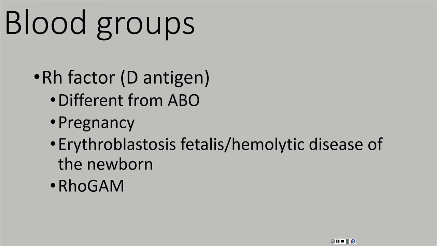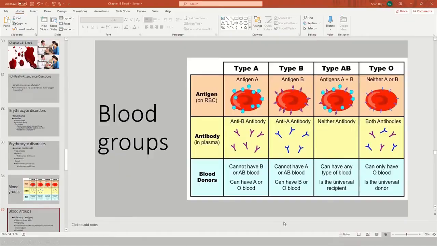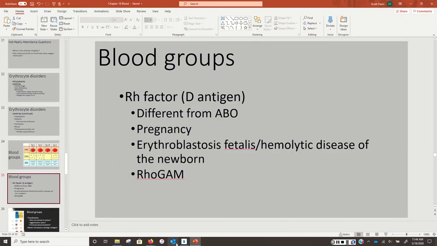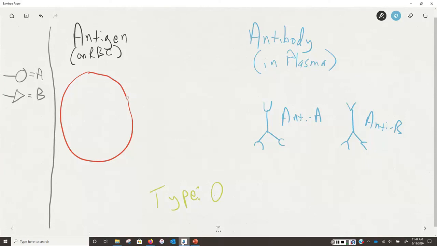It's actually a group of antigens, but usually when we're talking about Rh factor, we're talking about a specific antigen, sometimes called the D antigen. I will instead just call it Rh factor or Rh antigen. And it's a little bit different from the ABO blood group. So let's go back to our drawing and see exactly what it is that Rh does differently and what it does the same.